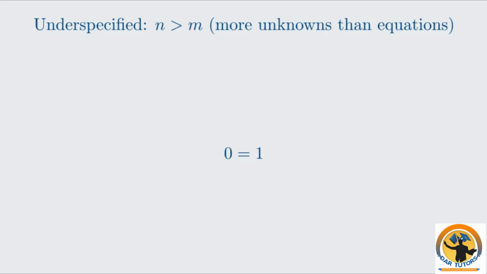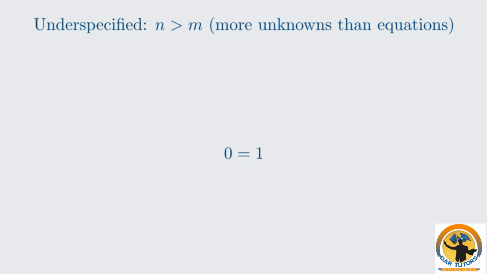A system is overspecified if it has more equations than unknowns. For example, 3 equations with 2 variables. Overspecified systems are often inconsistent, but they can have a unique solution or infinitely many solutions in special cases.